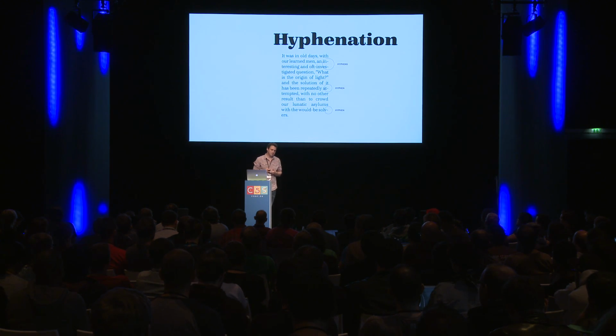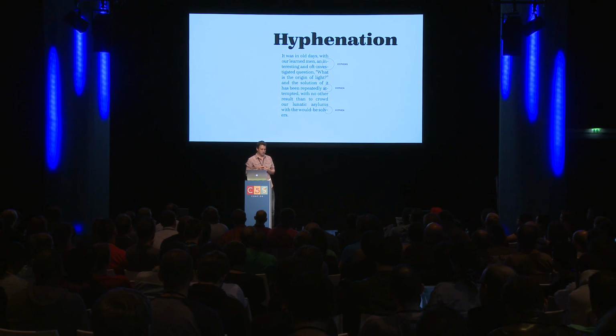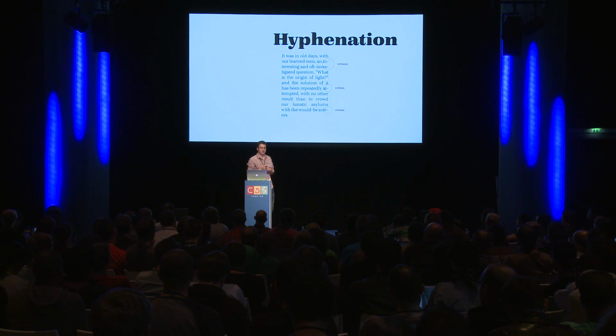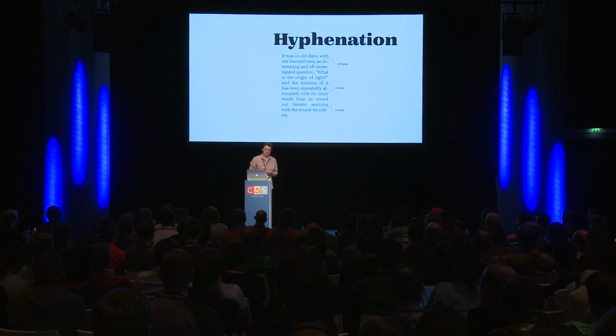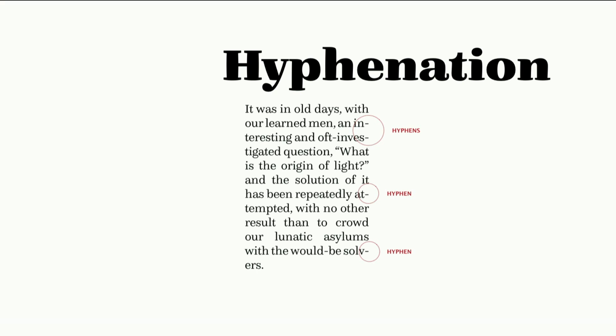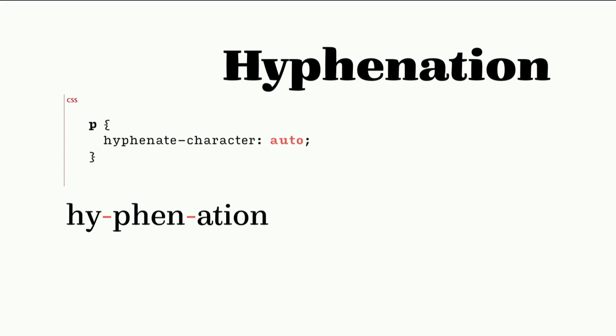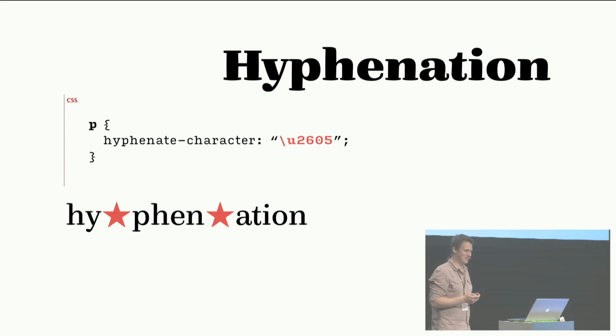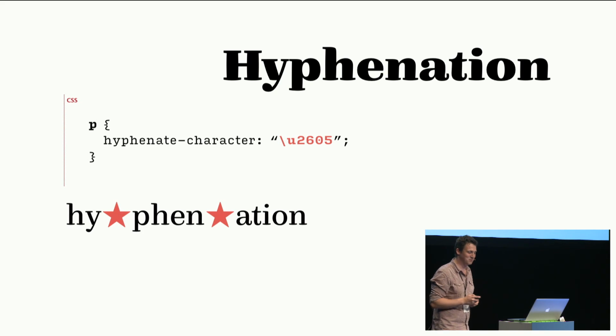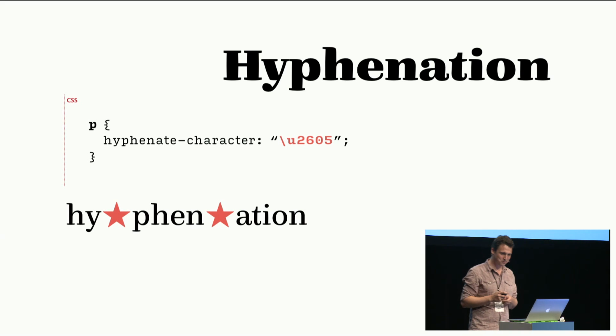So the CSS specification also solves some problems that I don't think we have. For example, all these pesky hyphens at the end of a word. You can tell it to change the hyphenation character into something other than a hyphen. So for example, you can change it to a star if you really wanted to. I don't know if that's a good idea or not.